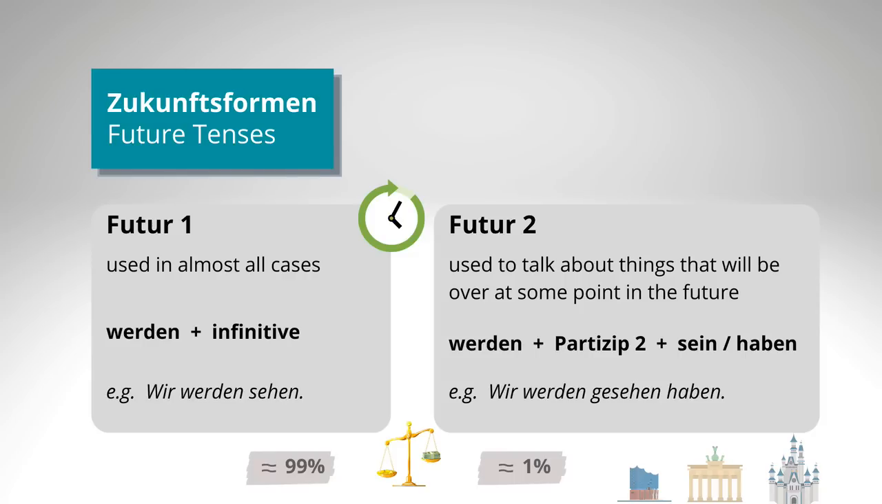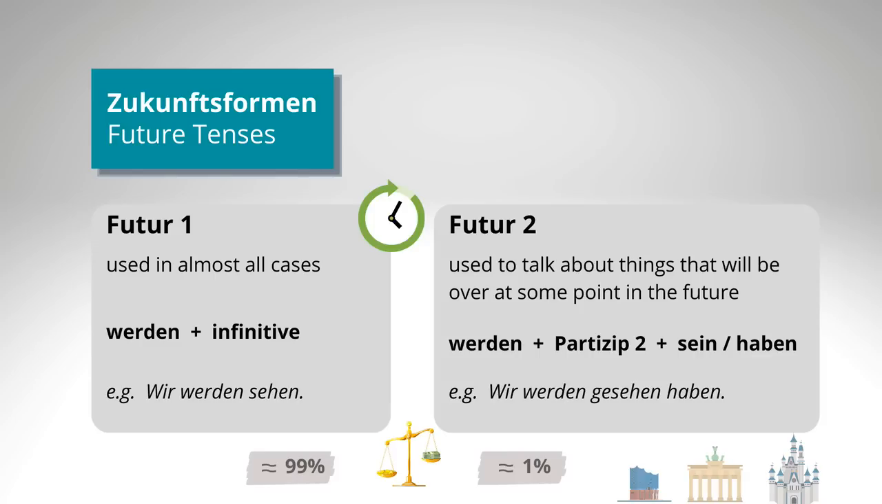Remember, the Partizip 2 is formed by taking the root of the verb and then adding ge at the front and t at the back. But it can also be irregular, and in that case it's the third form of our three forms of irregular verbs. But that's still not it. When we have the Partizip 2, we still have to add sein or haben. Luckily only their infinitive, so we don't need to conjugate them.